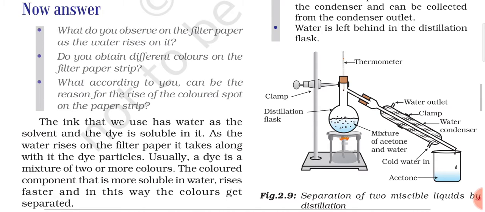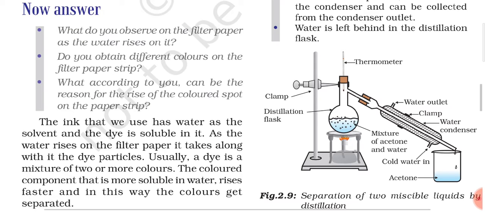So what we did, we took a filter paper. On the filter paper we placed a tiny spot of ink, and we know that ink is a mixture of dye and water. We placed the spot approximately 3 centimeter above the lower edge, and then we suspended this filter paper in a jar containing water. The level of water should be below the level of the ink spot, like it is shown in the figure also. So there you can refer.